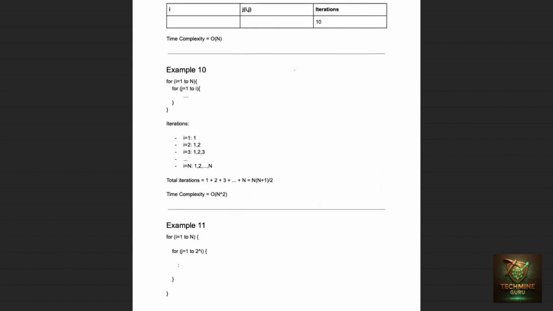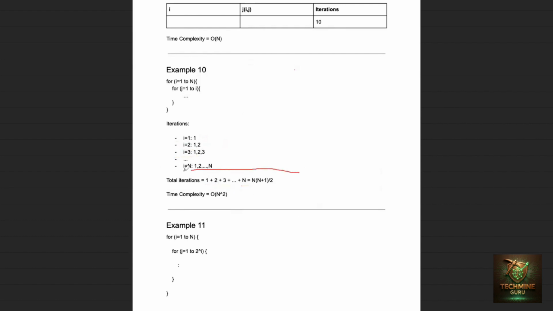What if i is running from 1 to n and j is running from 1 to i? So how do we calculate the iterations? When i is equal to 1, j will be equal to 1. When i is equal to 2, j will run from 1 to 2. When i is equal to 3, j will run from 1 to 3. So the total iterations will be 1 plus 2 plus 3 up to n.